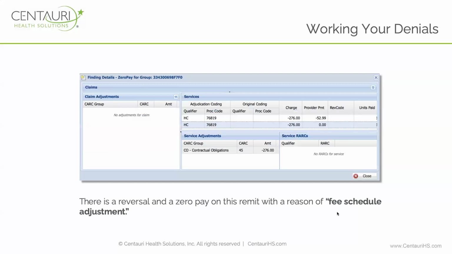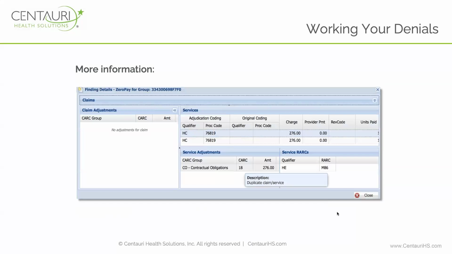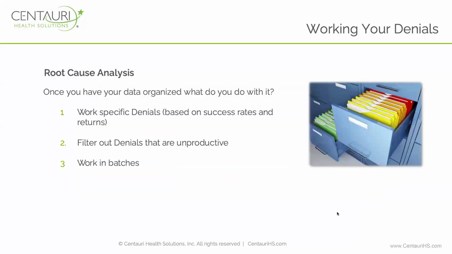And again, this is just looking at, trying to understand this data. CARC 45 here is a contractual adjustment. And there's 18, duplicate claim. There's your RARC reference, duplicate claim or service, etc.